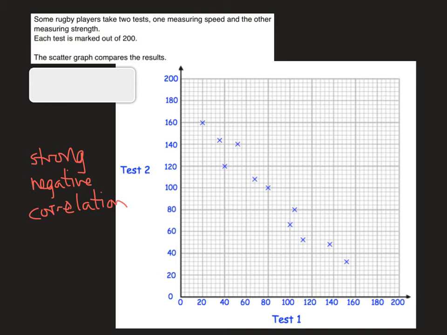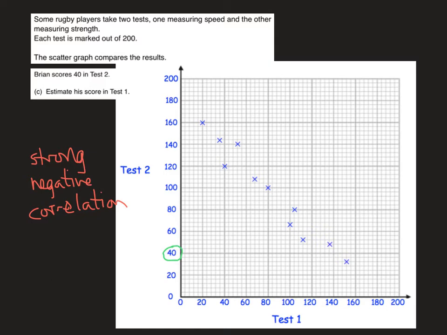So the next step is I might get a question that looks something like this. Brian scores 40 in test 2. Estimate his score in test 1. Now, there is one key method for doing this. What we can't do is just estimate. You're not going to get any marks in an exam if you go, right, well, 40 in test 2, remember making sure to read that, it'll be roughly about there. We cannot use that technique. You will not get any marks for doing that.